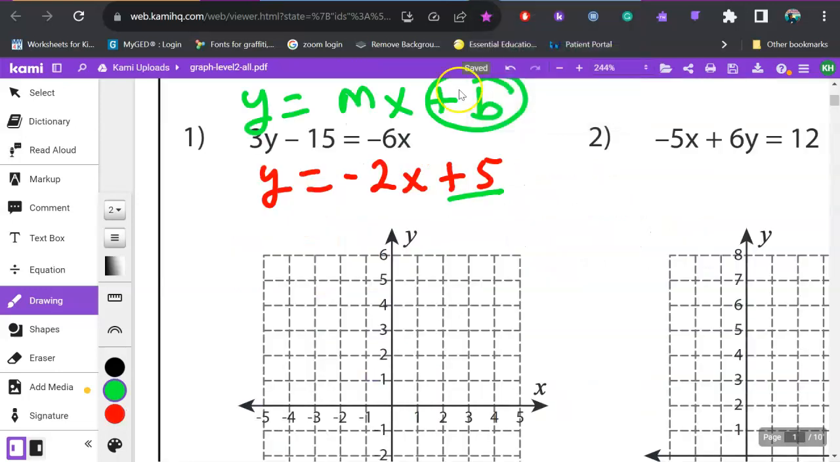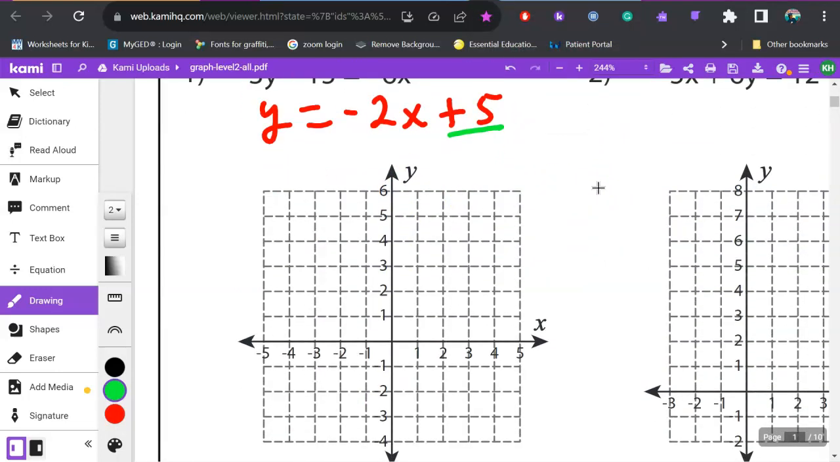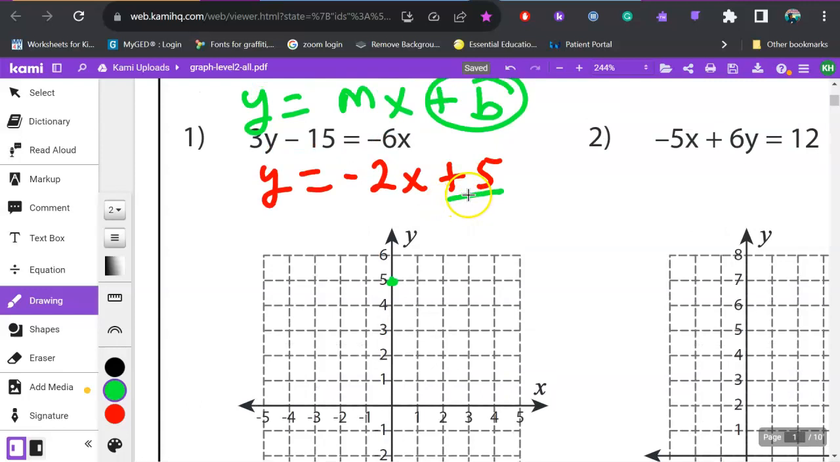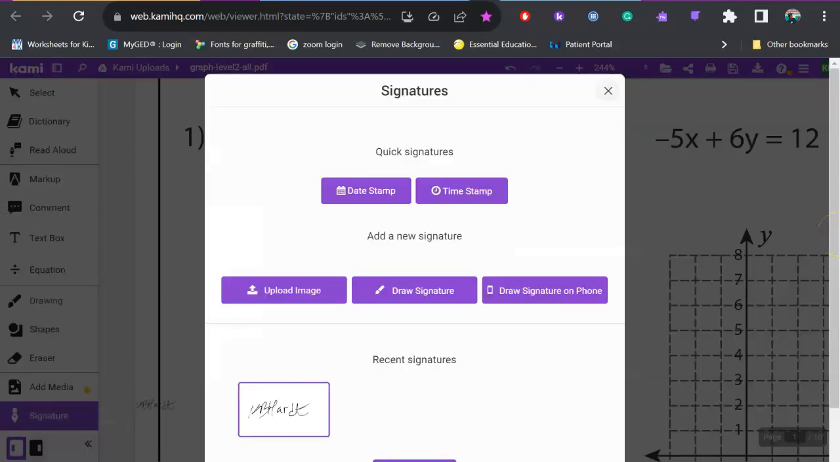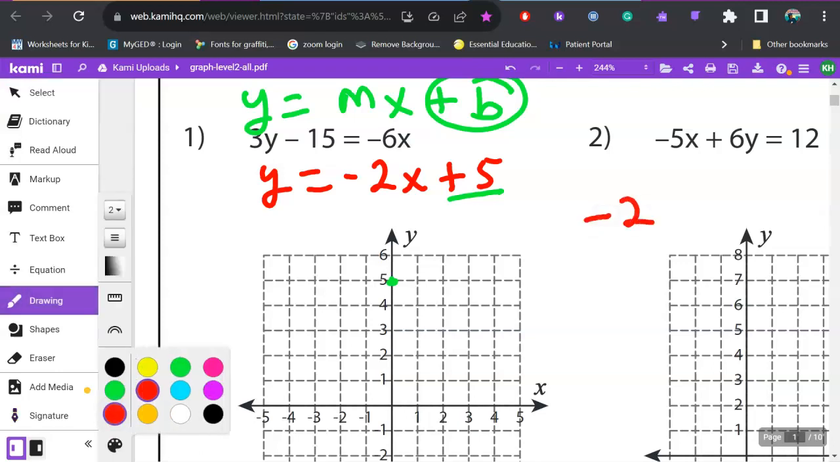Okay? So that means we're going to take a positive 5 and put it on the y-intercept, which is right here. Remember, the y line goes up and down, right? So that tells me my first dot is right there. Now, I need to place a second dot in order to figure out what direction my line is going to go. That's where we use the slope number. Our slope is a negative 2, okay? I'm going to pull it out and just put it over here on the side.